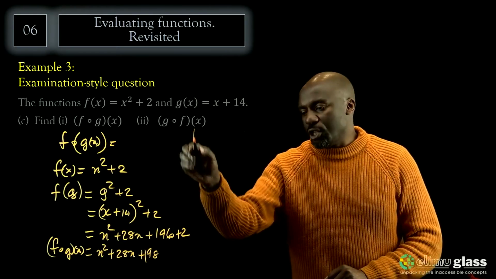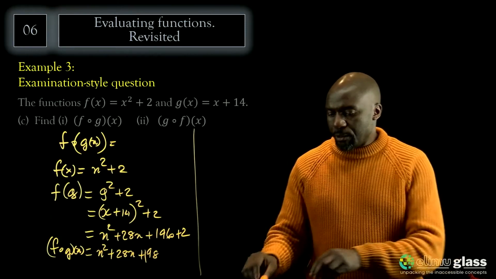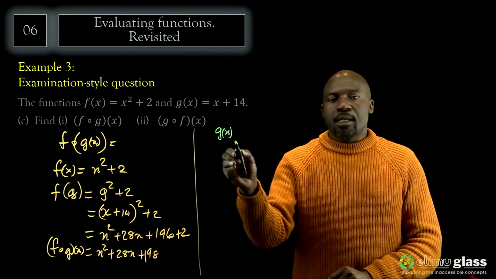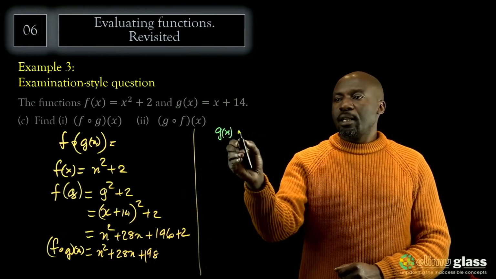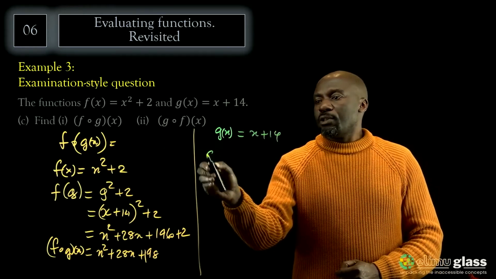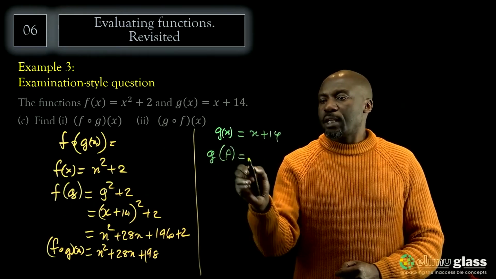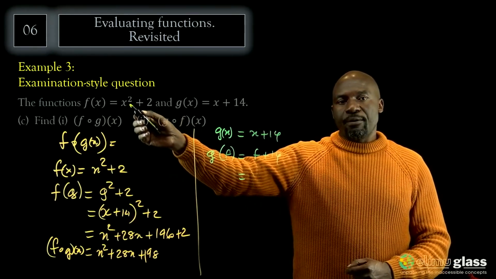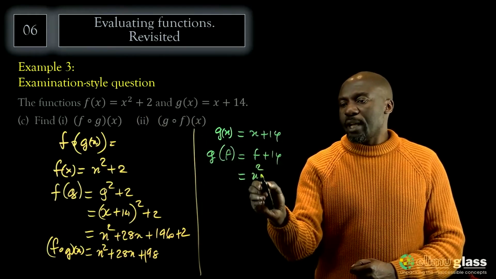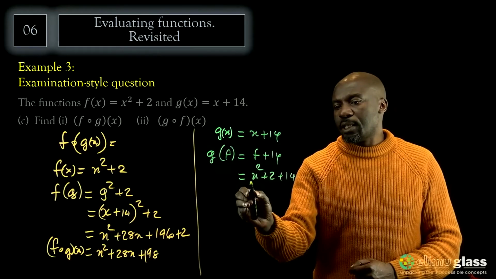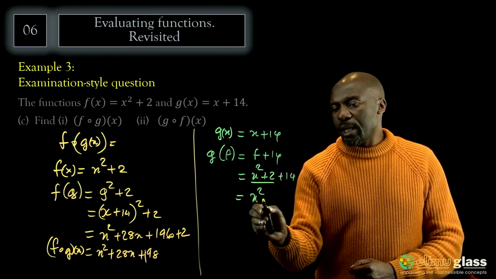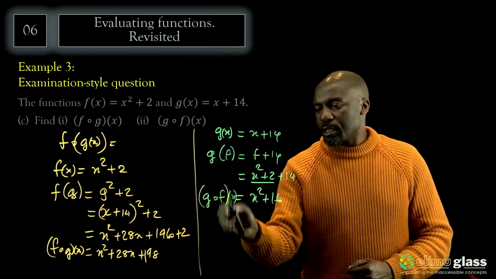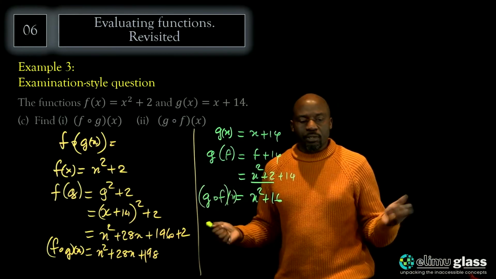Can we find g of f of x? Let's look for g of f of x. Now, g of x is x plus 14. So g of f of x must be f plus 14. Now we go and look for f there. It's x squared plus 2. So x squared plus 2 plus 14. This is f of x. And therefore I have x squared plus 16. This is g of f of x in the IB notation. Okay? So these things are that easy.